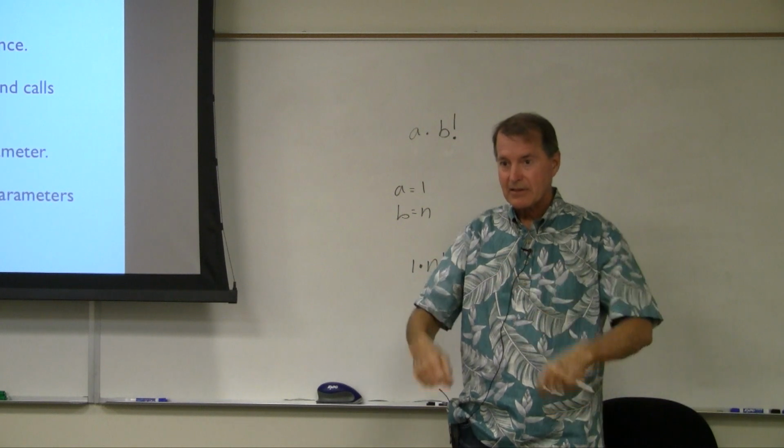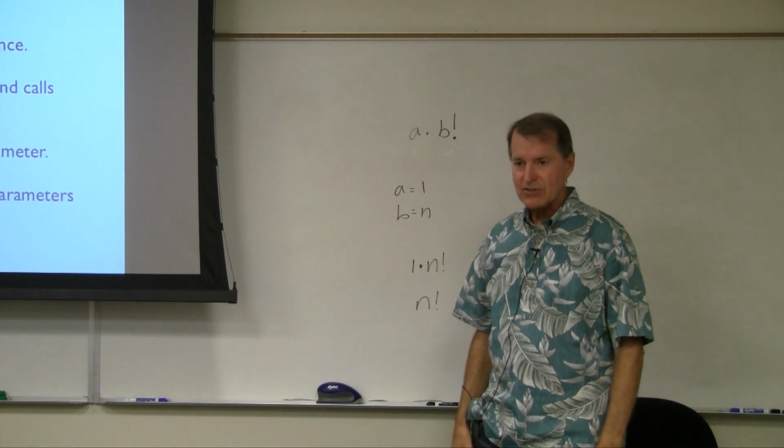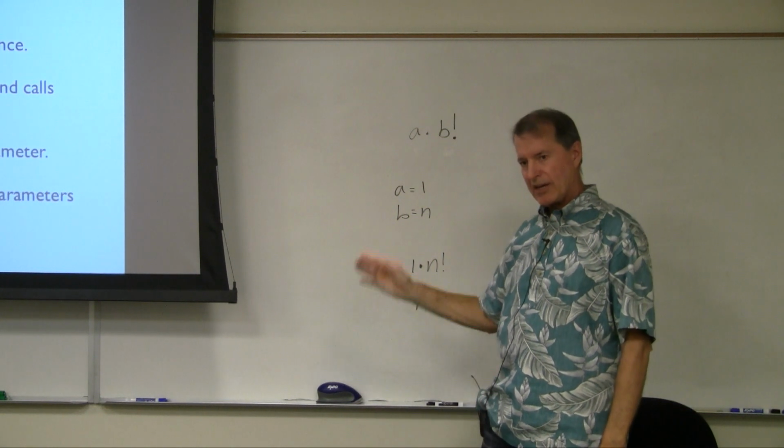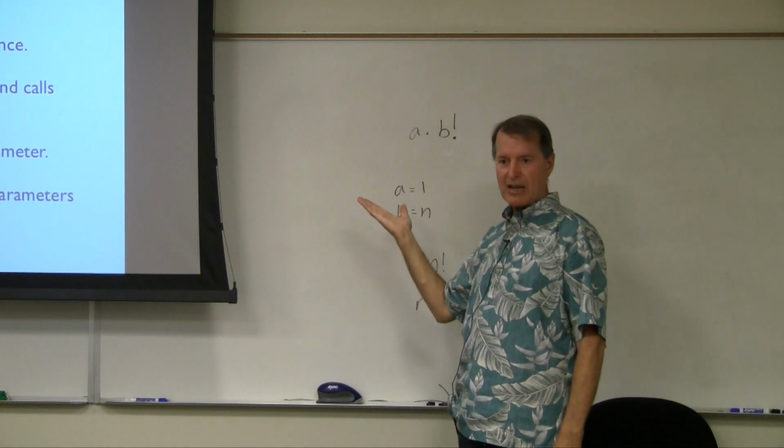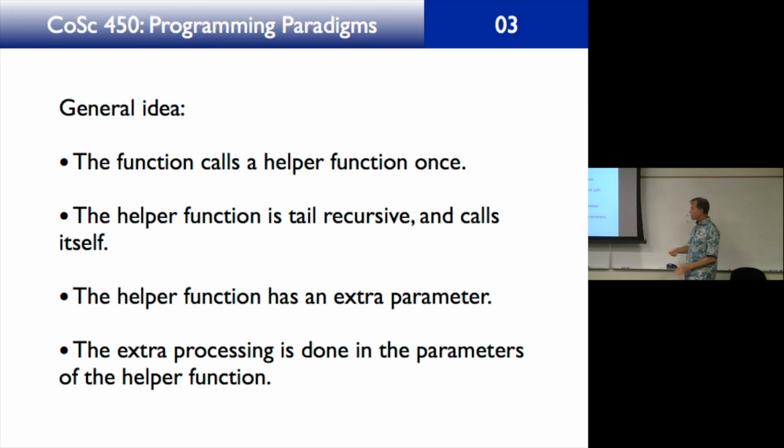What is a helper function? It's an additional function, and we'll give it a different name, and it'll have two parameters. These are the characteristics of a helper function in tail recursion design. We have an additional function. So the function calls a helper function once. The helper function is tail recursive and calls itself. The helper function has an extra parameter, and the extra processing is done in the parameters of the helper function.